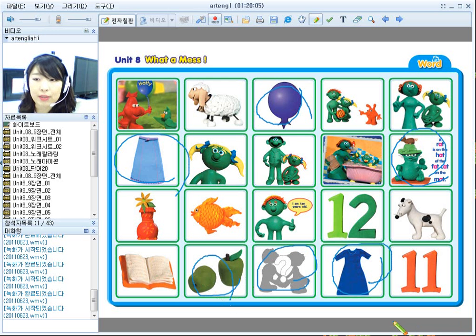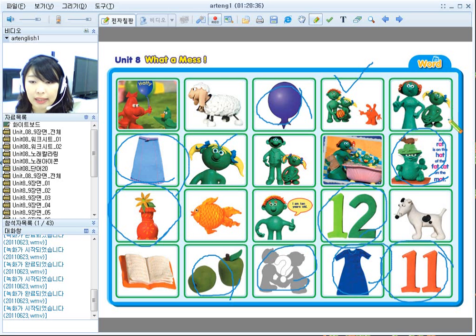Where is the vase? Can you find the vase? Here is a vase. And what is this? It's 12. What is this? It's 11. What does this card mean? It means the hair.